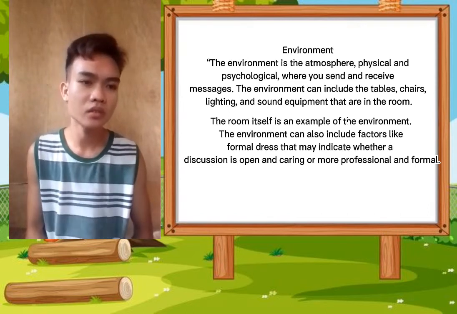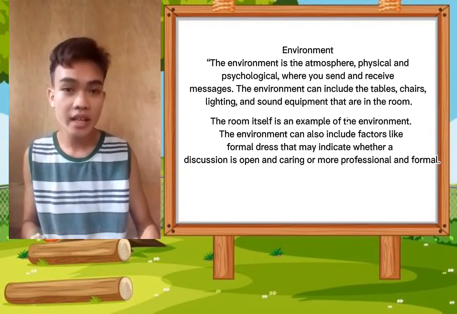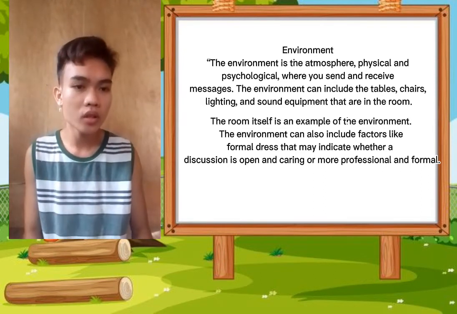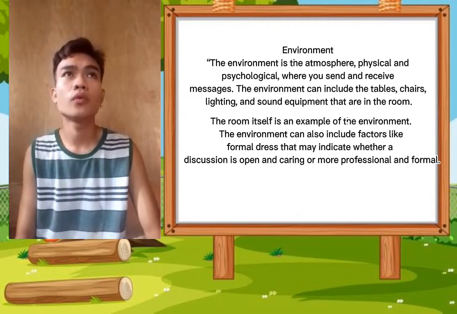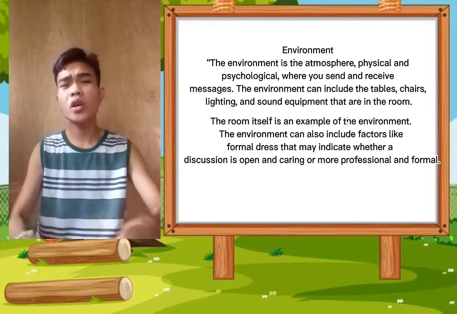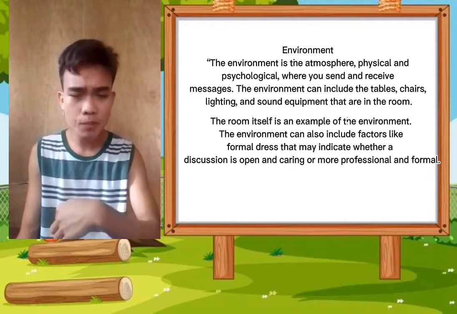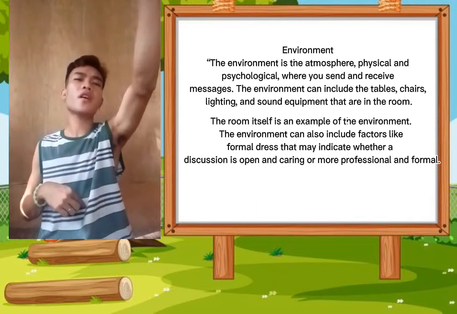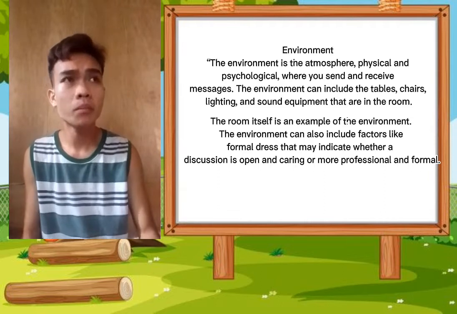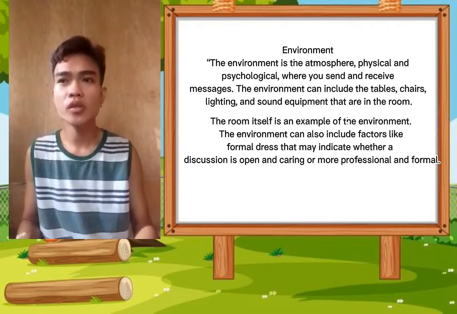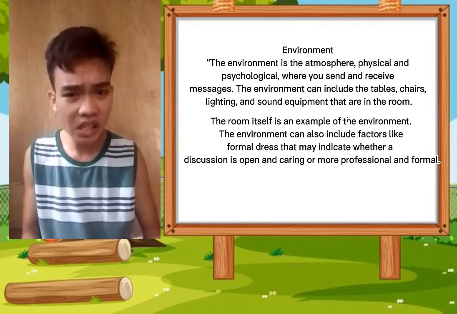Okay, the environment. The environment is a factor that can affect the conversation. For instance, it includes the tables, the chairs, the lighting, and the sound equipment in the room. For example, suppose that we are taking breakfast at a long table. You are eating at one edge of the table, and your partner is at the far edge. As you communicate, you are so far from each other that sometimes you cannot easily understand each other. You cannot easily hear what they are talking about.